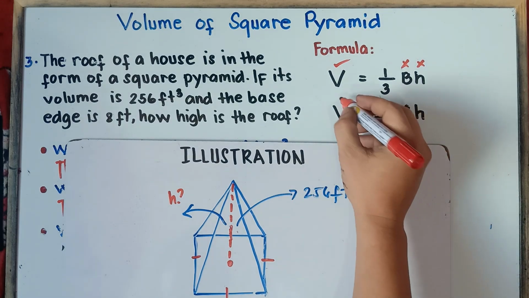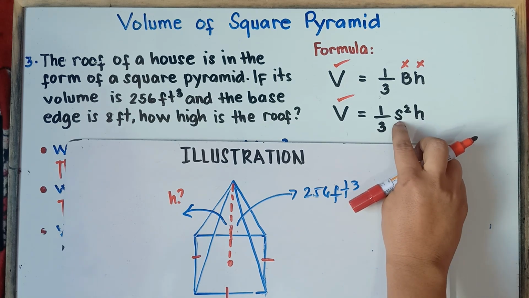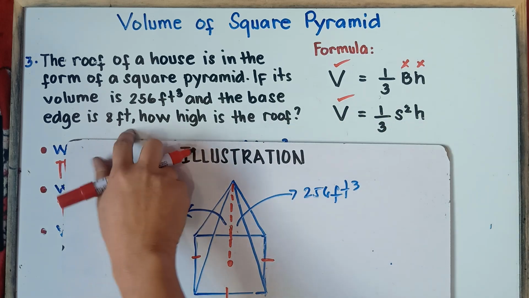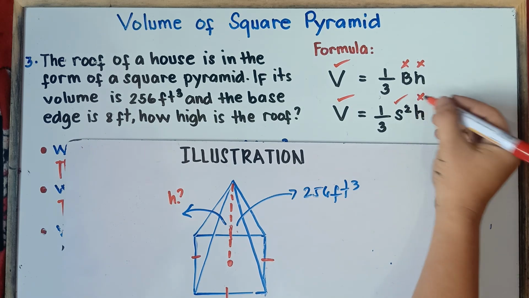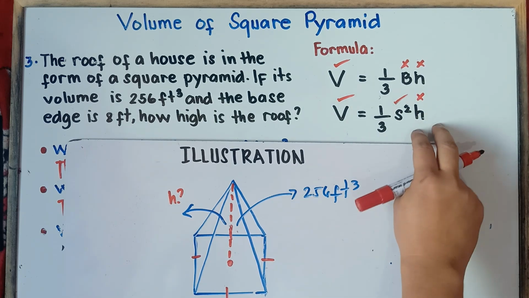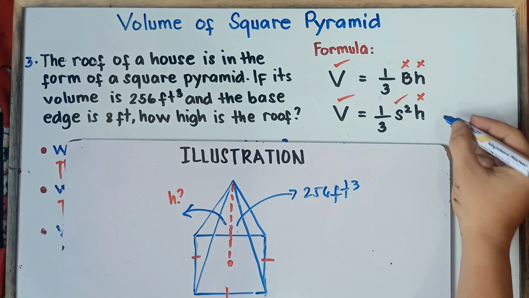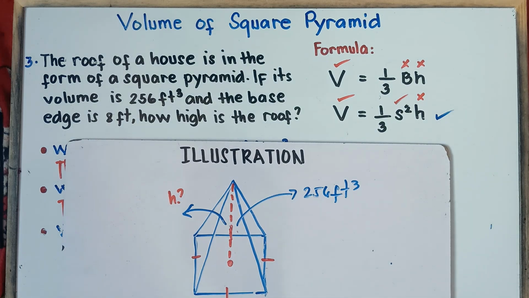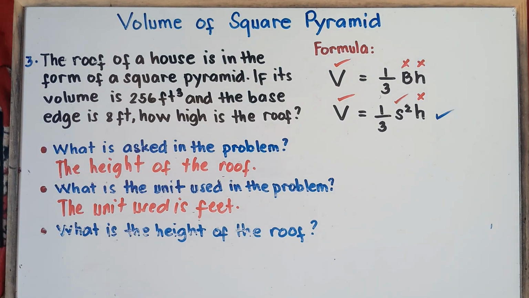Do we have the volume? Yup. Do we have the base edge? Yup, the base edge is 8 feet, that is S. And we don't have the height. So therefore, class, we will be using the second formula because we only have one unknown, and that would be the height. Alright, so let's use the second formula.